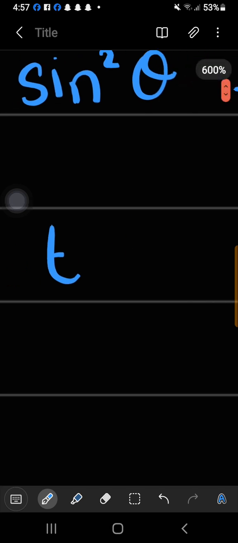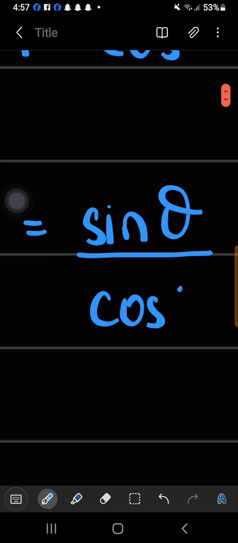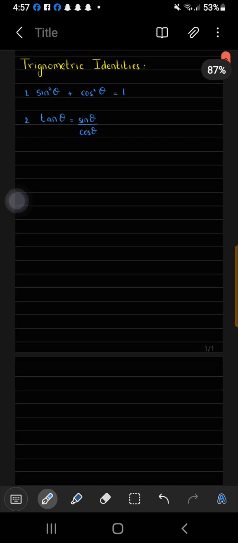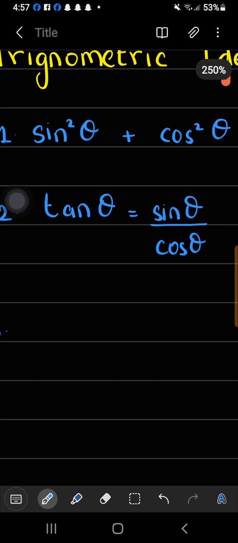Tan theta is equal to sine theta divided by cos theta. And if we look for cot theta, basically cot theta is 1 upon tan theta, so it will be the reciprocal of sine theta upon cos theta. It will be cos theta upon sine theta. So cot theta is cos theta upon sine theta.